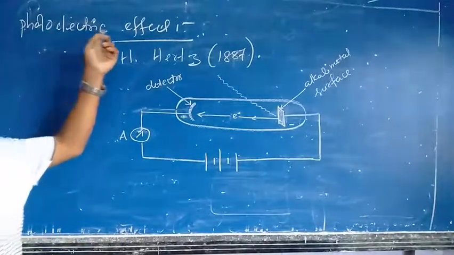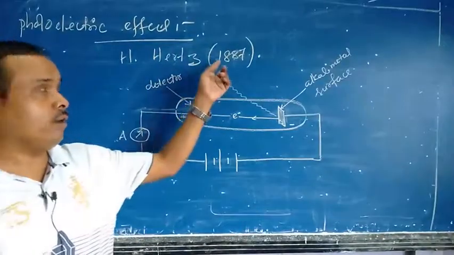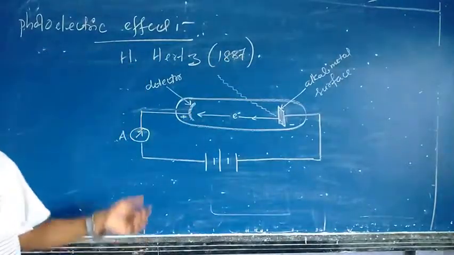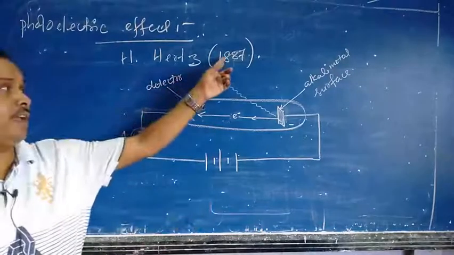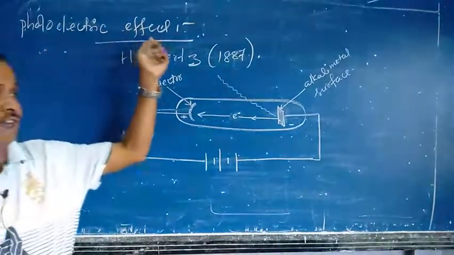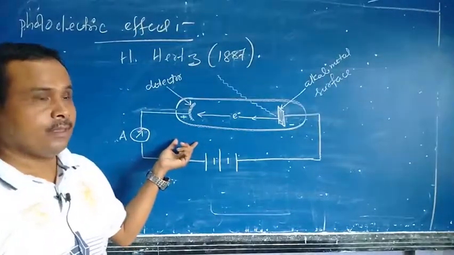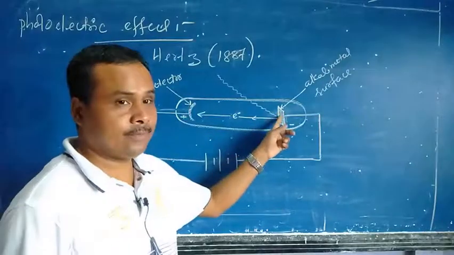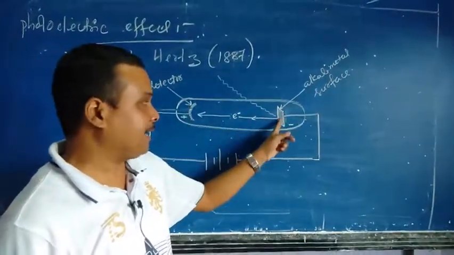To explain this phenomenon, H. Hertz in the year 1887 carried out an experiment. This is the experiment. So in this experiment, this is a metal plate. This is an alkali metal surface. This is a metal plate. Which metal is the plate made of?